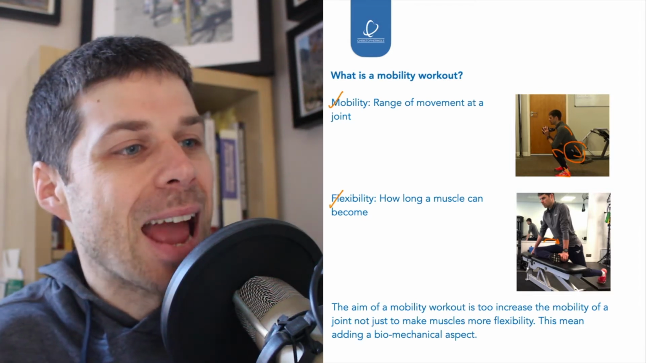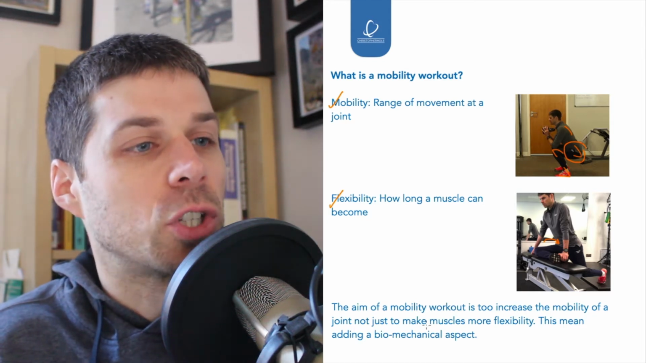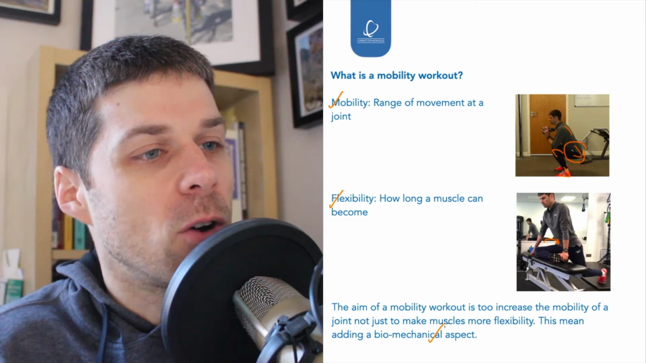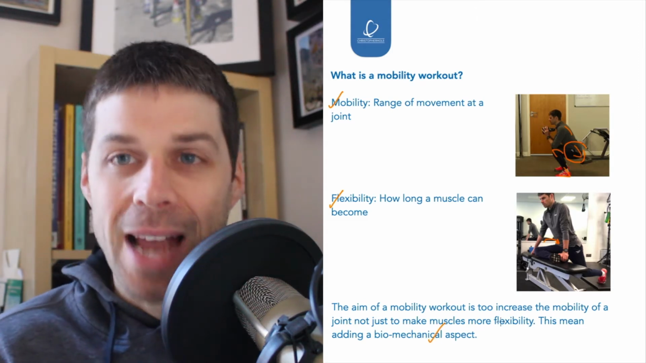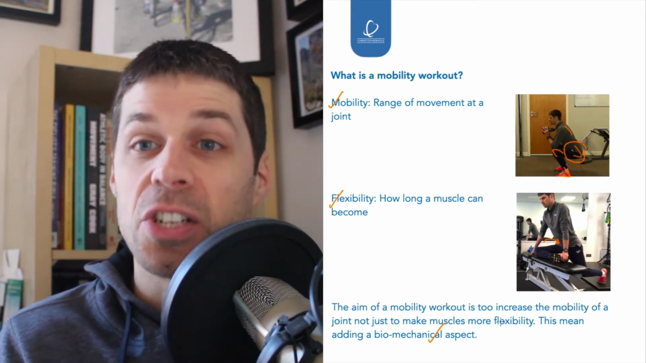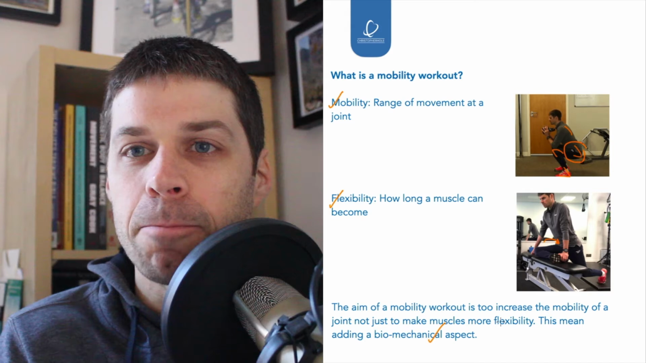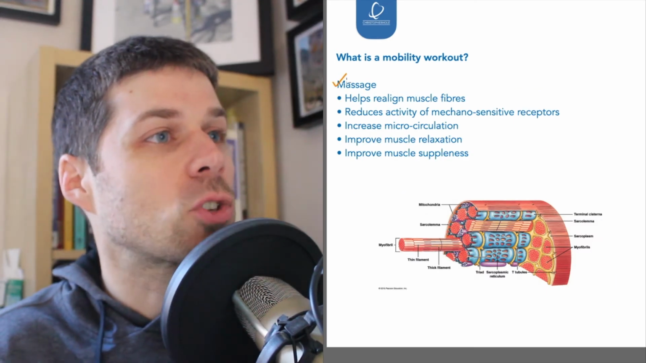So as it says here, the aim of a mobility workout is to increase mobility of a joint, not just make muscles more flexible. This means adding a biomechanical aspect to it. So there has to be some degree of biomechanics or movement involved in a mobility workout, and we're going to discuss and understand what that is and how we go about getting it. And step one of how we go about getting it is some sort of massage.